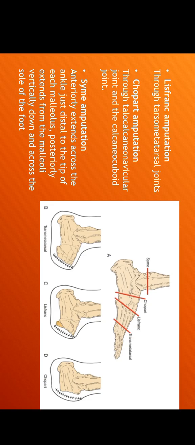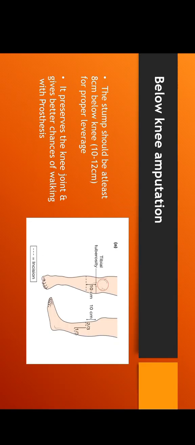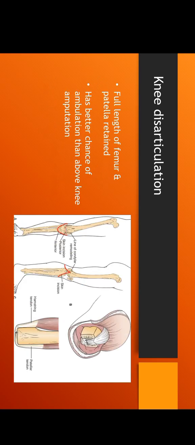Syme amputation. Here anteriorly the line extends across the ankle distal to the tip of each malleolus, posteriorly extends from the malleoli vertically down across the sole of the foot. Below knee amputation, the stump should be at least 10 to 12 cm below the knee for proper leverage, preserves the knee joint and gives better chance of walking with prosthesis.